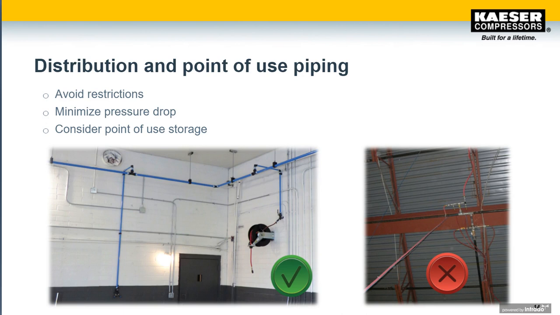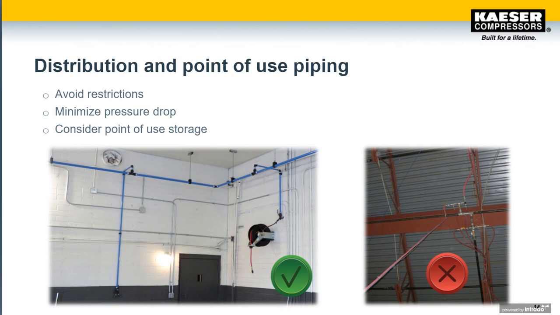In the distribution piping, avoid any and all restrictions. Pipe runs should be straight and simple. Avoid unnecessary elbows and long runs of small diameter pipe and/or hose. Small hoses, like you can see in the picture at right, can really increase your pressure drop, resulting in overcompensation back in your compressor room.